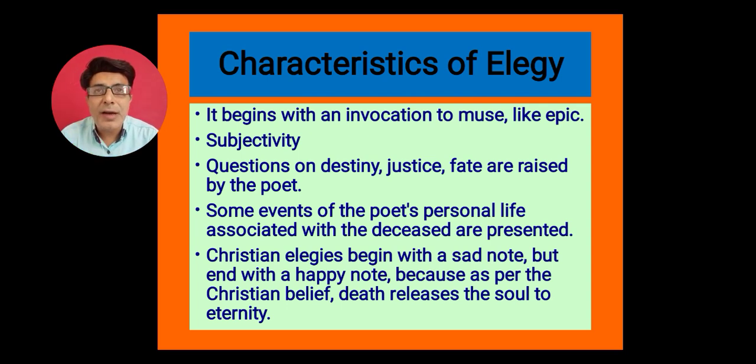Another thing that you find in all elegies is that most of the time the poets raise some questions against God, against destiny, against justice. So destiny, justice, and fate are discussed in elegy. Why? Because it is a matter of death. The poet becomes so sad, he is so grieved that he questions God himself. He questions the destiny also. So destiny also comes up in these elegies.